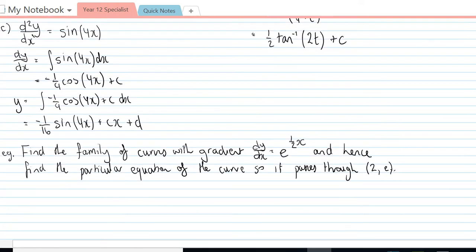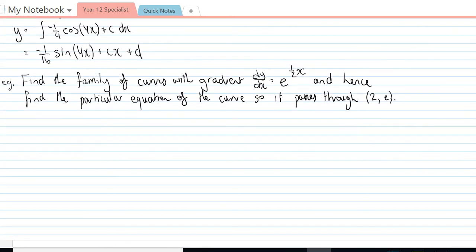You might just scroll down a little bit. So find the family of curves with gradient dy dx equals e to the half x, and hence find the particular equation of the curve so it passes through 2 and e. When we talk about a family of curves, this is just basically saying that when we anti-differentiate something, we get y equals an equation plus c, that we can vary that value of plus c to make lots and lots of different curves that all have the same gradient, but will all have different y-intercepts and those sorts of features. So all I'm going to do is anti-differentiate.